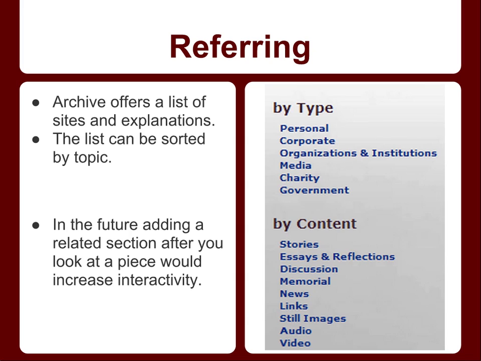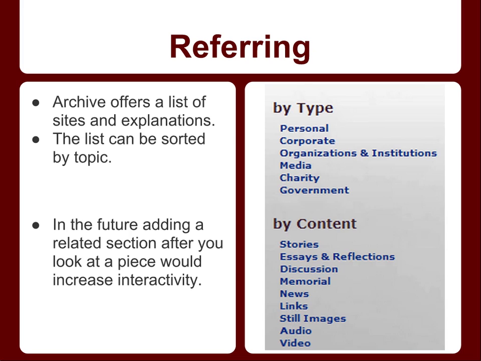Okay. So with referring to the archive, it offers a lot of lists and explanations for a lot of the sites. So it offers a linked area where you can look and view all the resources that they've been gathering from that aren't on the archive itself. And you can sort these lists by topic, which is my example right here. So you have by personal, corporate, institutions, charities, government. So all these different institutions and their different spins on it, you can see what they're referenced and how. And also you can see by the content.